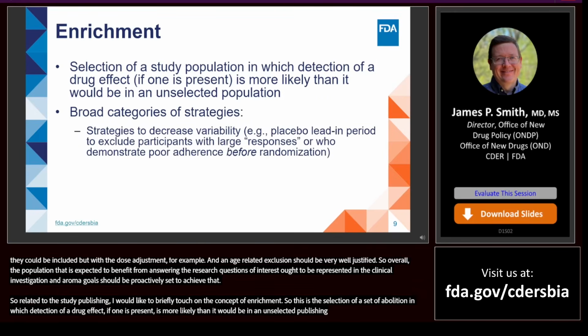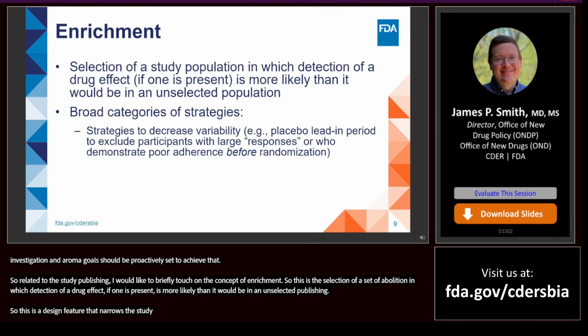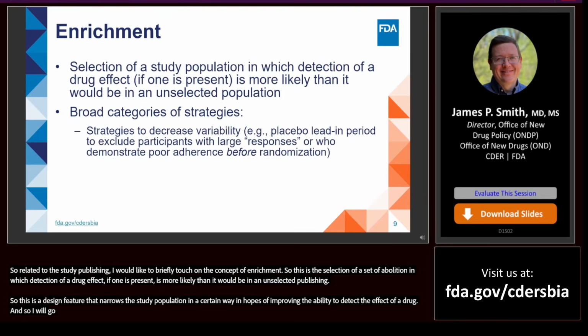And so I'll go through three broad categories of enrichment strategies. So first are strategies to decrease variability, because reducing variability often makes it easier to detect a signal among the reduced noise, if you will. So one could aim to reduce between patient variability or within patient variability.